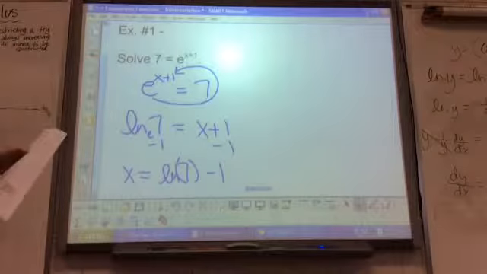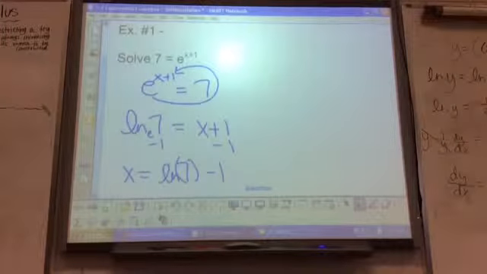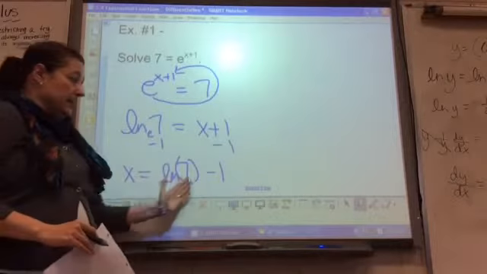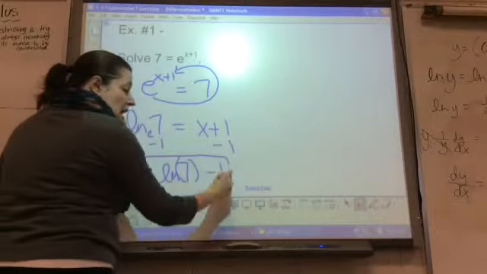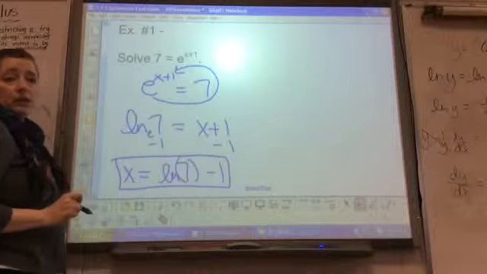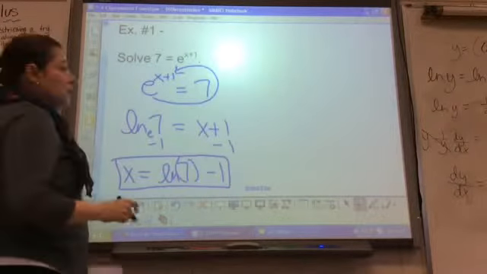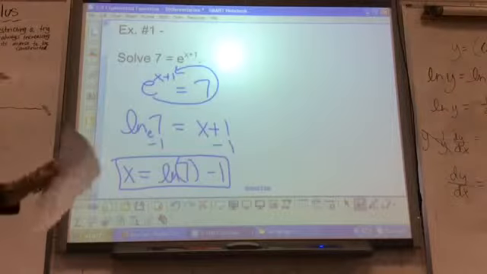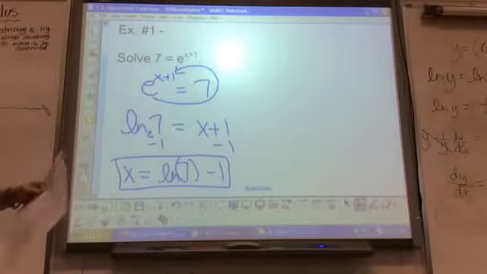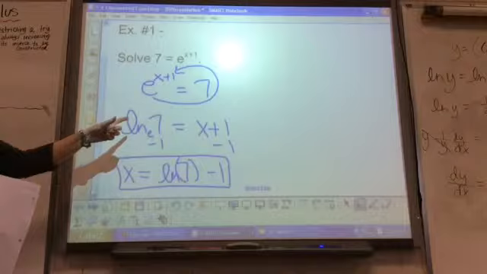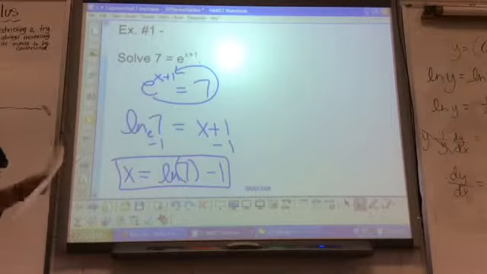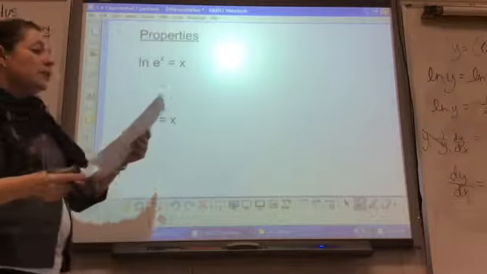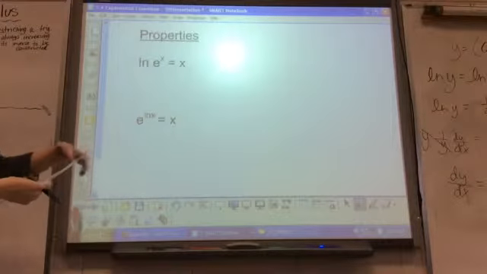I put parentheses around 7 simply so you don't think it's ln of 7 minus 1. It's only ln of 7, then minus 1. That's as far as we can go without a calculator. It's solved, okay? So that's why a lot of your stuff with solving, like finding your critical numbers, this is why we're remembering this. All right, so let's look at these properties then.